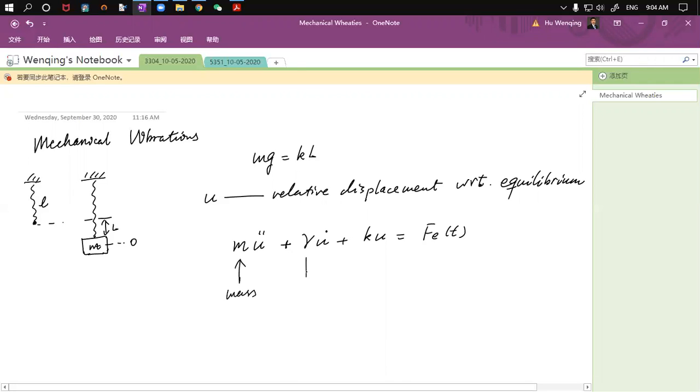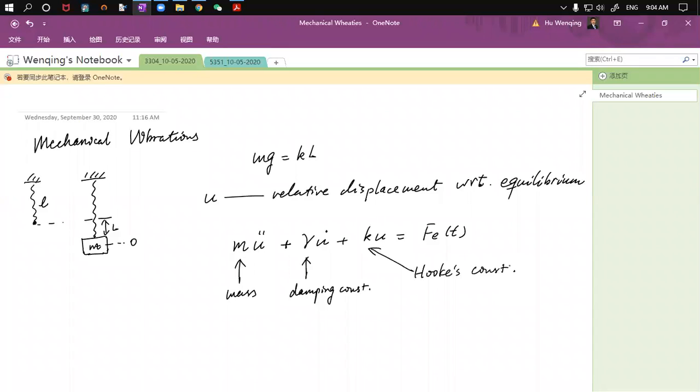Okay, so that's very important. And gamma is what we call the damping constant, and k is the so-called Hooke's constant, right? So the damping constant models the damping force acted on the mass when it is moving with a velocity u dot, and k, Hooke's constant, is the proportionality constant in the resistance force provided by the spring. Okay, so this Fe of t is what we call the external forcing.